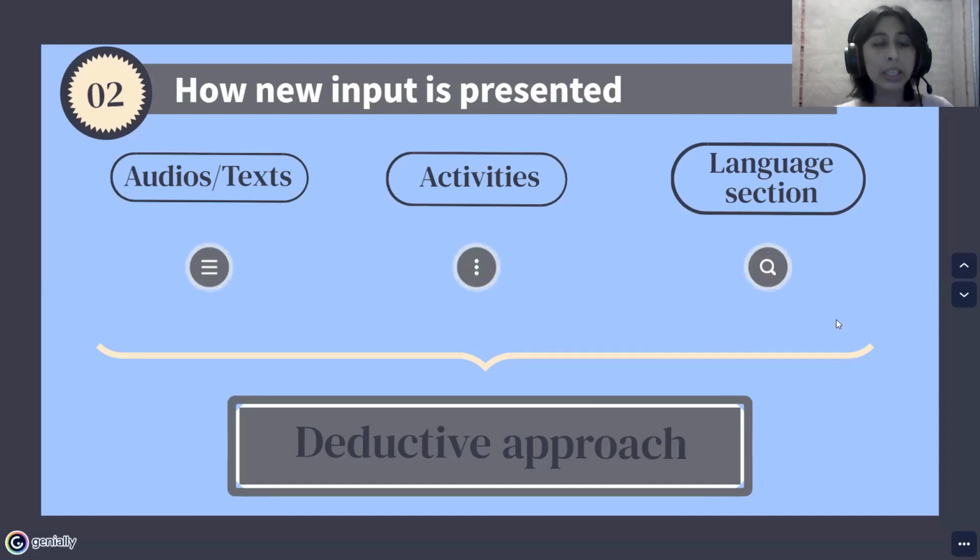However, since sometimes the audios and texts presented some functions, the teacher can guide students to make inferences, and in that case, this book could be used to use an inductive approach. But again, it is up to the teacher, who has to ask the correct questions or create the correct exercises, the correct activities, in order to promote that inference.